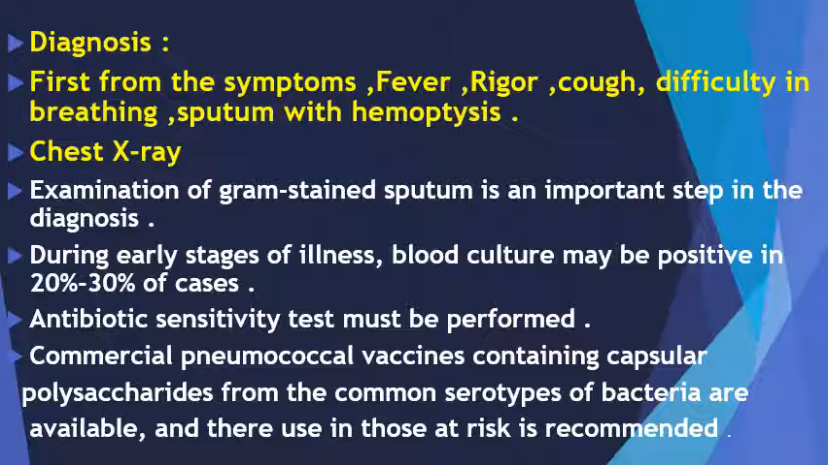There are certain commercial pneumococcal vaccines that contain capsular polysaccharide, given to certain types of patients, especially immune-compromised patients, patients with splenectomy, very young and very old patients. These vaccines cover the common serotypes of the bacteria, and they decrease the risk of infection for those patients.